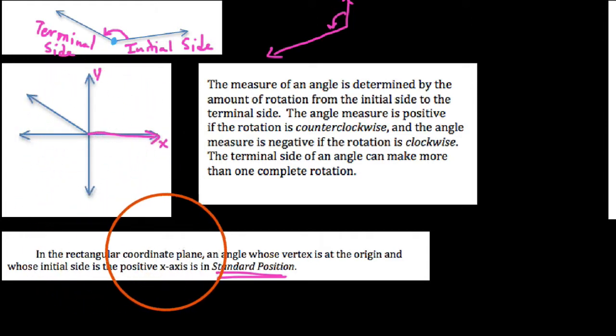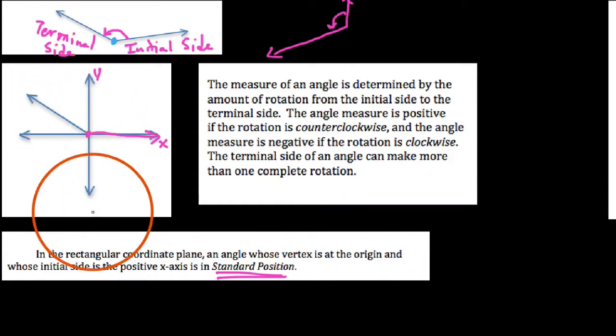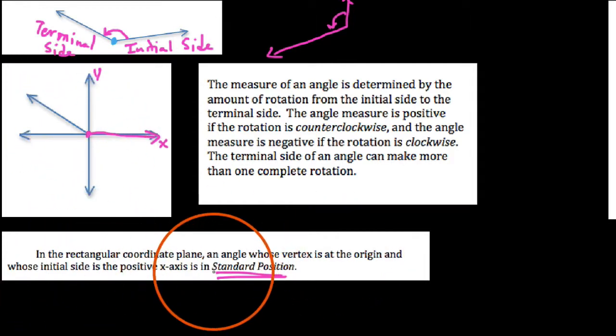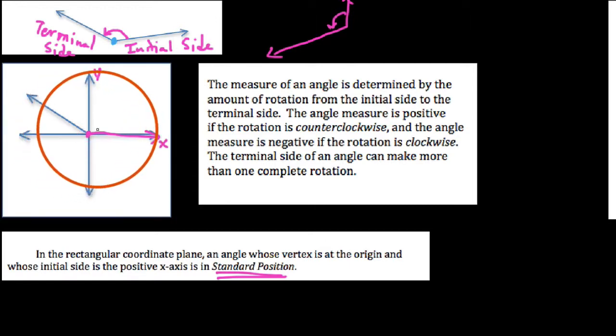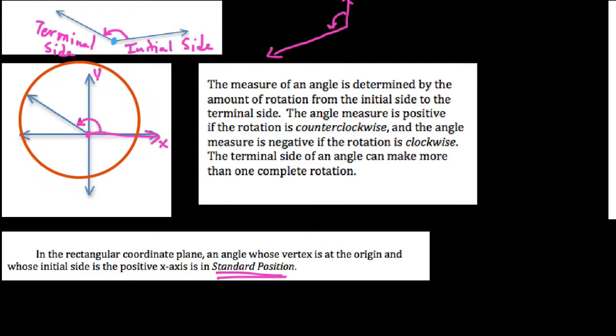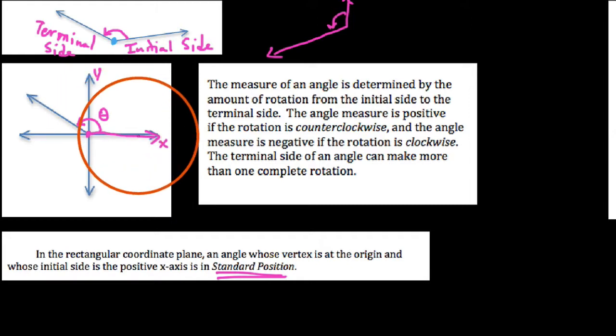So we would say in the rectangular coordinate plane, an angle whose vertex is at the origin, so we have a vertex here, and whose initial side is the positive x-axis, we say it's in standard position. So I could draw this angle right here, or I could also draw this angle up here, which I'm going to do, and I'm going to call this an angle with a Greek letter theta. This would just indicate that this is an angle.